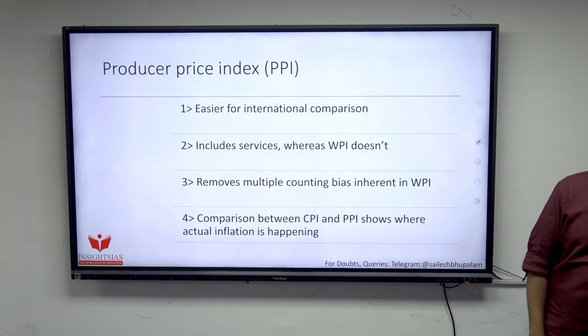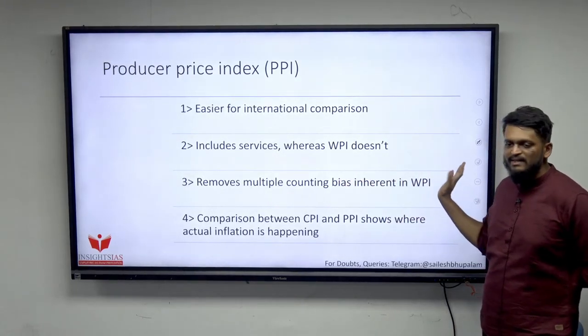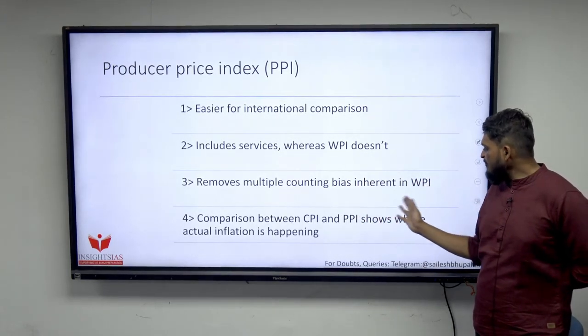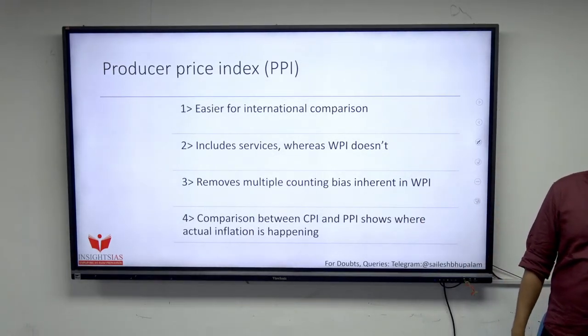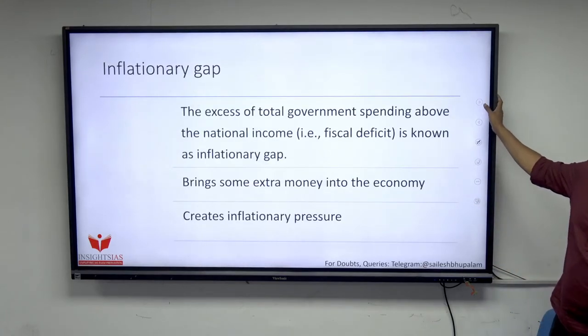That means we will probably have services within this PPI, and it removes the multiple counting bias that is there in WPI. It will not consider intermediate goods. Comparing CPI, PPI, and WPI also, we can pinpoint exactly where inflation is happening. These are all the advantages of PPI.